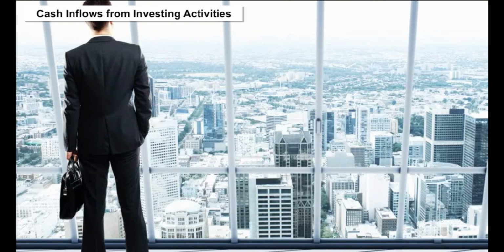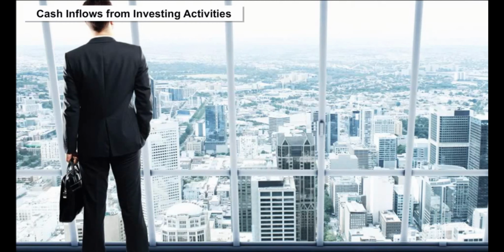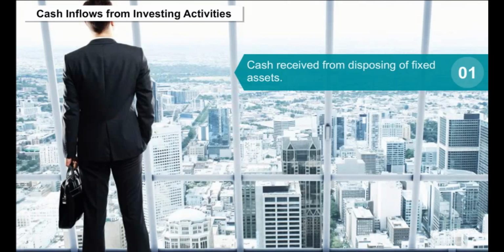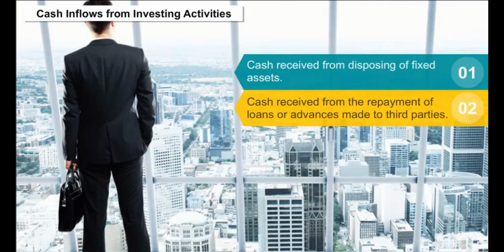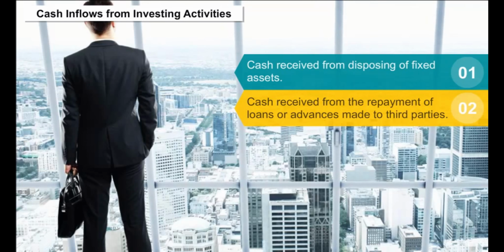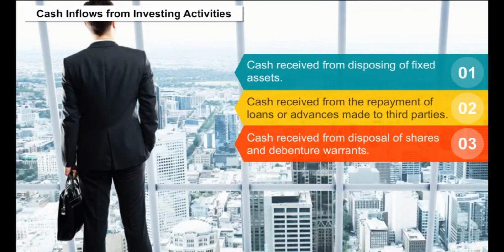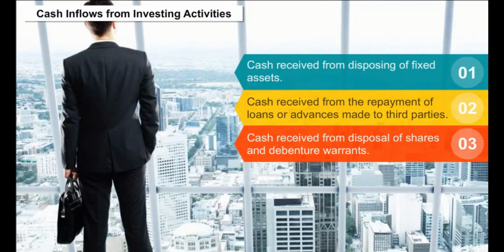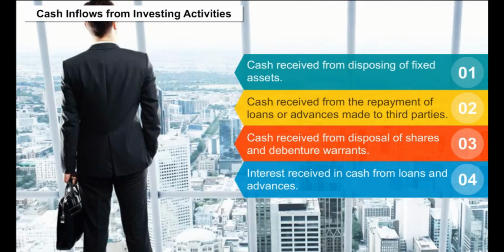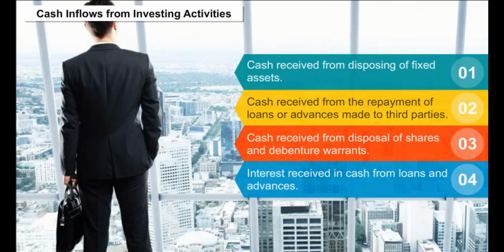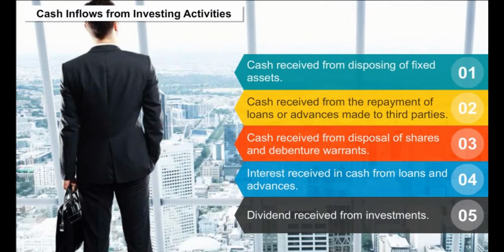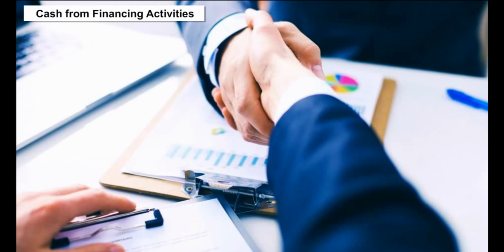Cash inflows from investing activities. Cash received from disposing of fixed assets. Cash received from the repayment of loans or advances made to third parties. Cash received from disposal of shares and debenture warrants. Interest received in cash from loans and advances. Dividend received from investments.